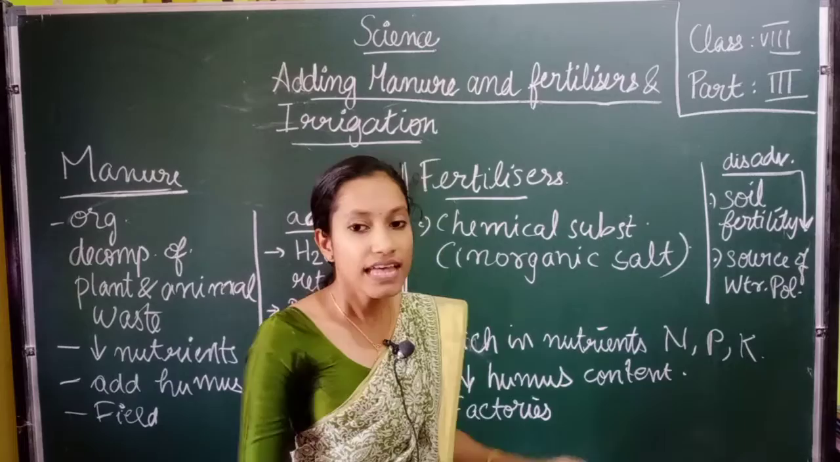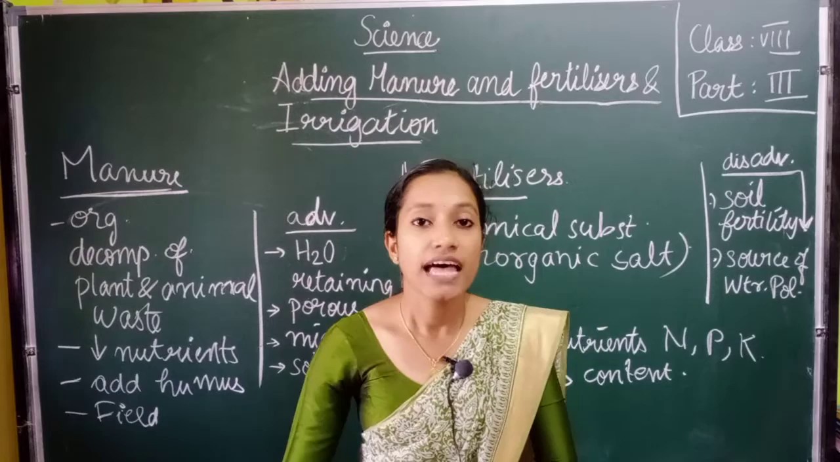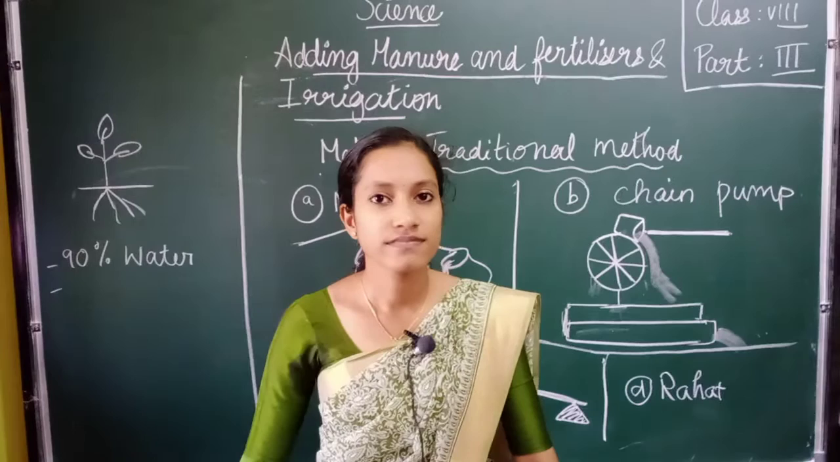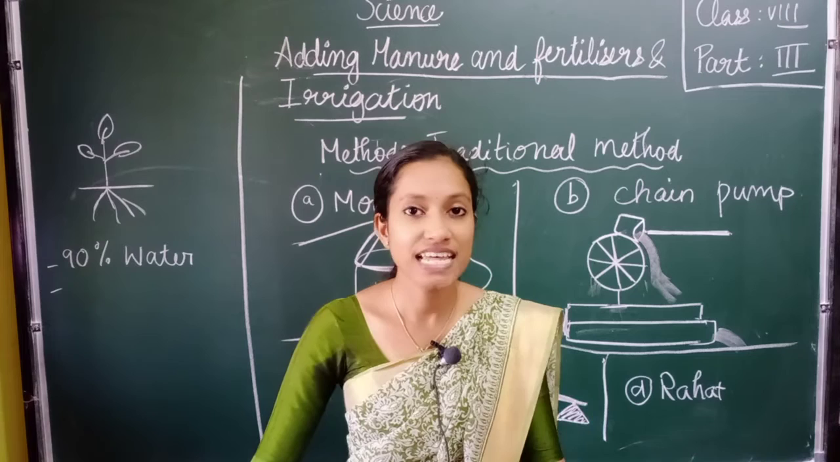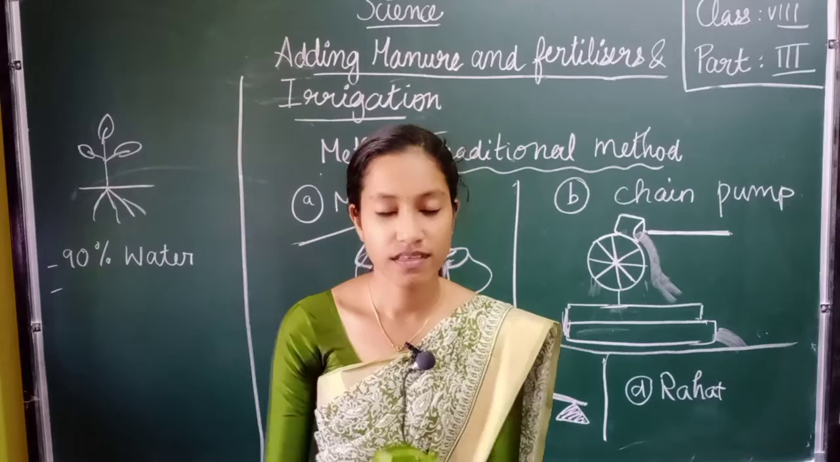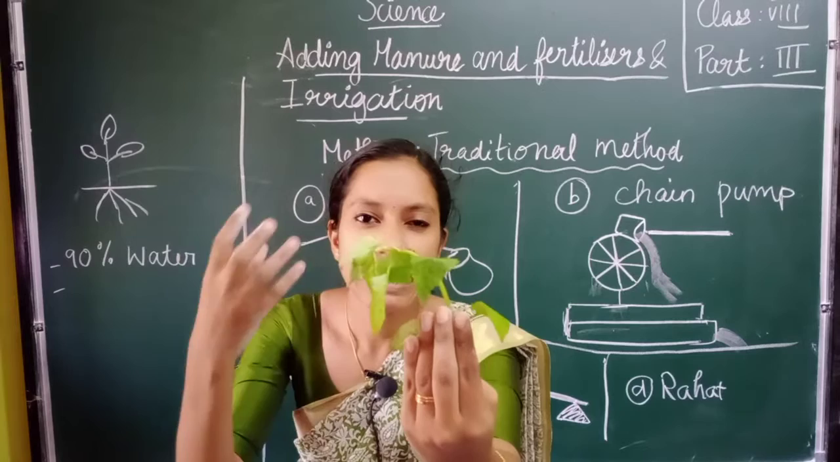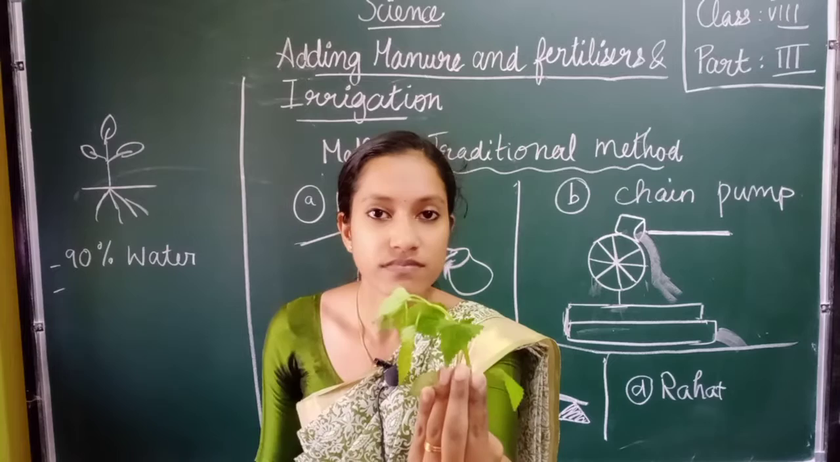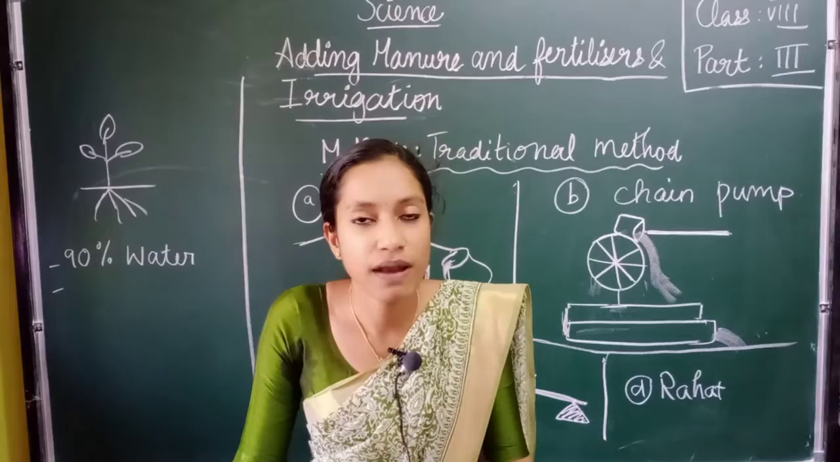Irrigation, what do you mean by irrigation? So children, we were talking about the fourth agricultural practice, that is irrigation. Before beginning this topic, let me show you a plant. You can see that this plant is appearing wilted, or drooped. What might be the reason for this drooping or wilted plant? Yes, it has not got water.